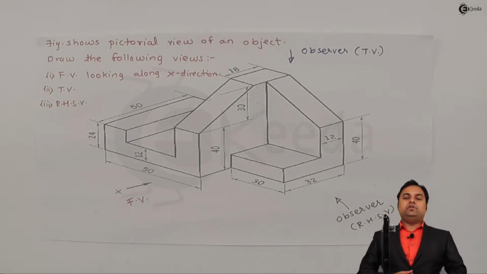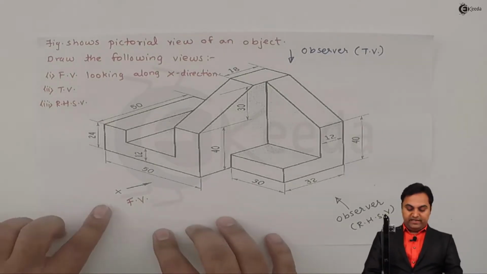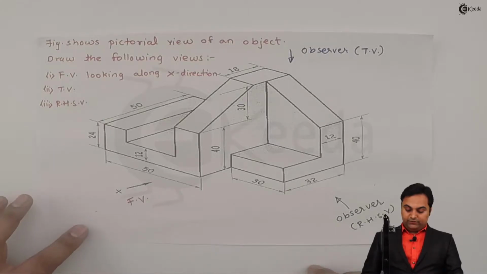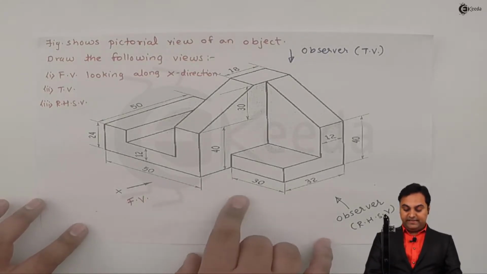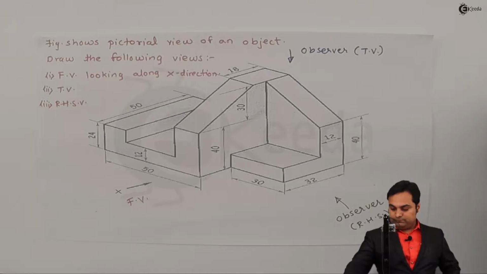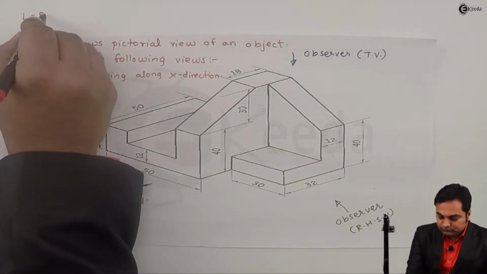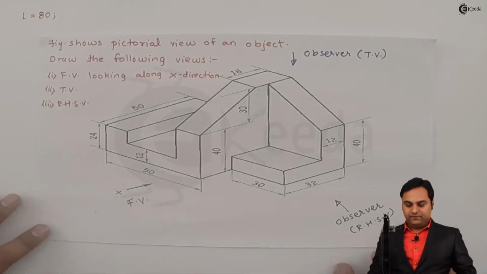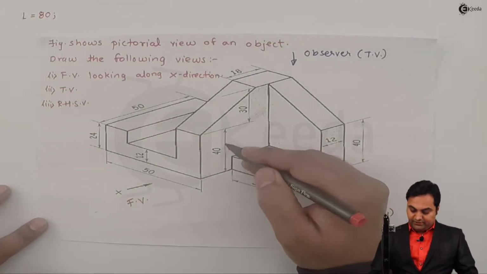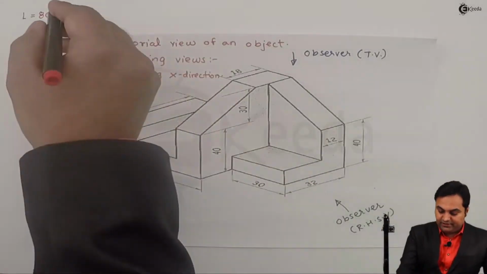When we have a question of orthographic projections, the first thing is we should have the total length, height and width of the object. When we are looking from front view, that is along X direction, we are going to see the total length and height of the object. So when I am here at X, the total length of the object is 50 plus 30, that is 80 mm. So I'll write it down. Total length is 80. Next, total height, here it is 40 plus 30, that is 70.